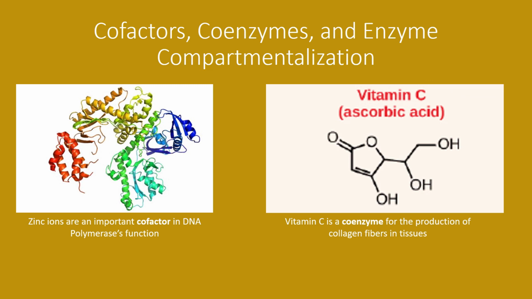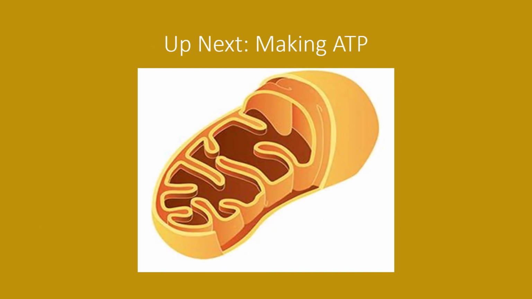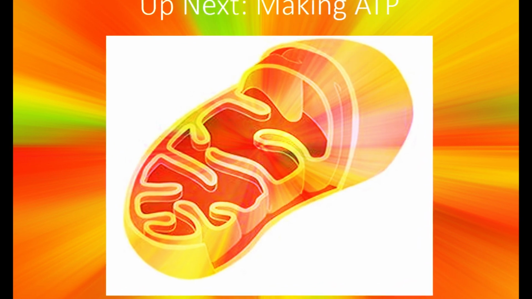Because eukaryotic cells are compartmentalized into organelles, they utilize different enzymes based on the internal fluid of the organelles as well as the organelle's main function. For example, lysosome enzymes function in digestion, while mitochondrial enzymes function in cellular respiration, which is the topic of our next chapter, making ATP. In our next chapter, get ready for the mighty mitochondrion.